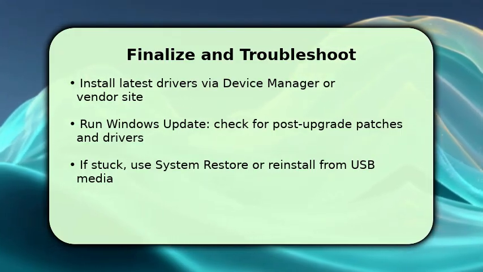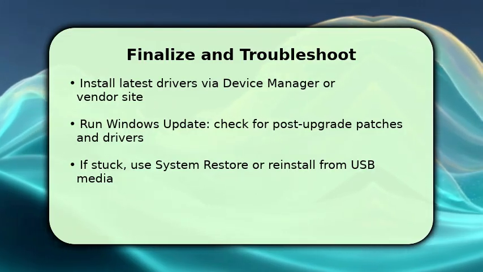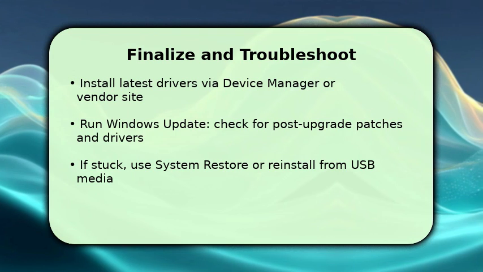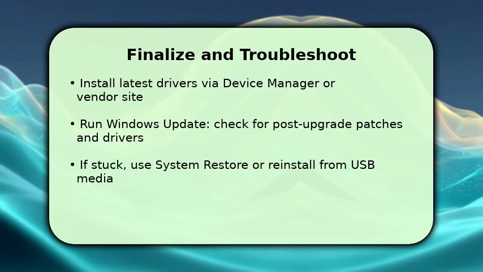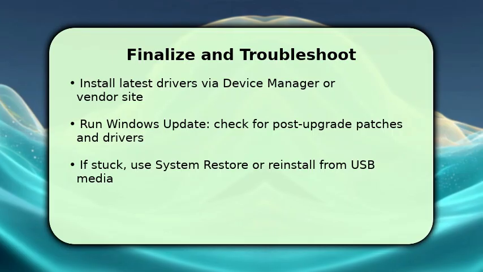If something went wrong, like installation freezes, boot errors, or missing drivers, restart into recovery, try System Restore to revert, or use your USB installation media to repair or reinstall. If you see an error code, write it down. It speeds up targeted fixes with support or forums.